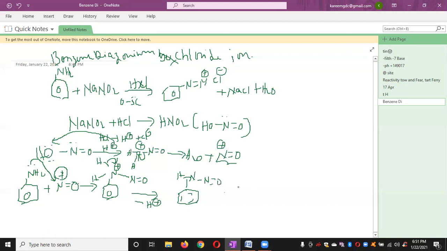In the next step, what happens again? This HCl will donate an H plus ion, and that H plus ion will attack the oxygen atom. So thereby again we get an oxonium ion. So here a lone pair of electrons, N double bond O, and it becomes OH. Then what happens? This nitrogen donates two electrons here, and then this double bond shifts over here. So thereby we have this one.